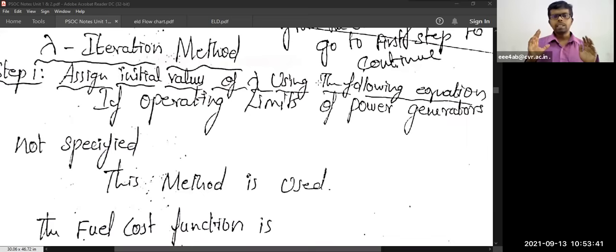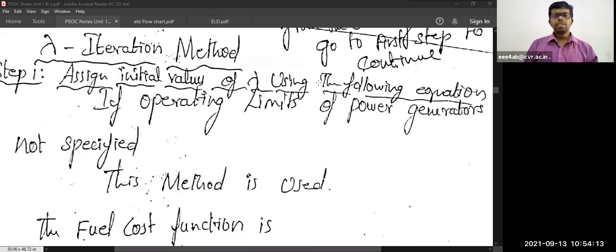So now we are going to see the same thing by using the substitution formula. There are certain steps, and with those steps we can easily find out the lambda, PG1, PG2, and the operating limits, everything. So first, what is step number 1? Step number 1 is to assign the initial values of lambda.